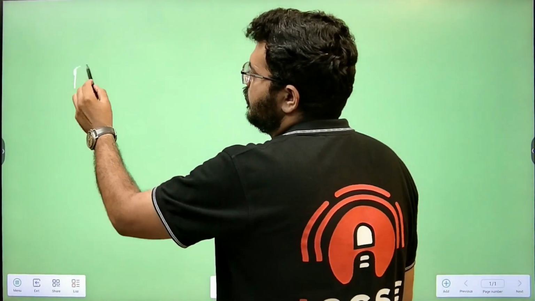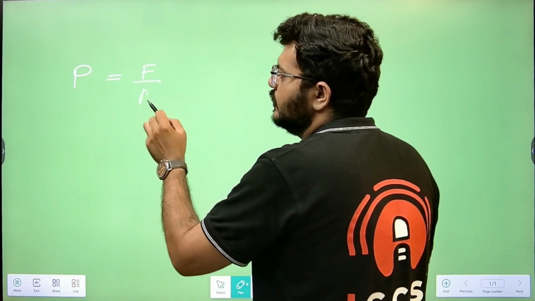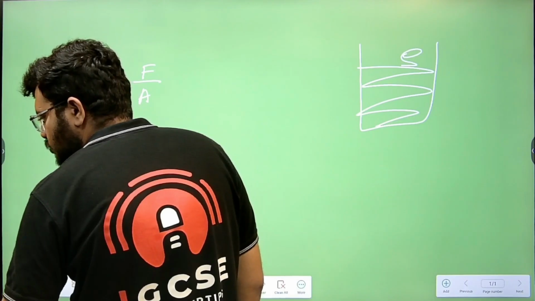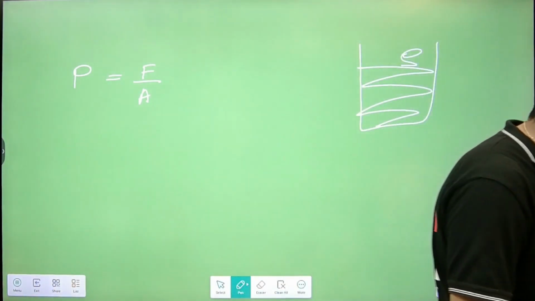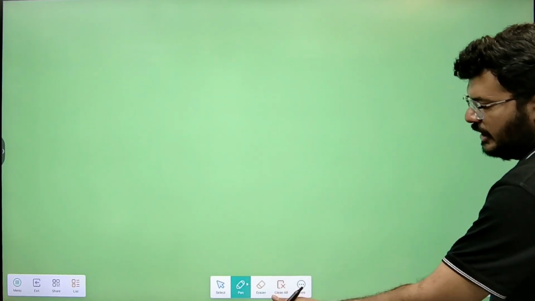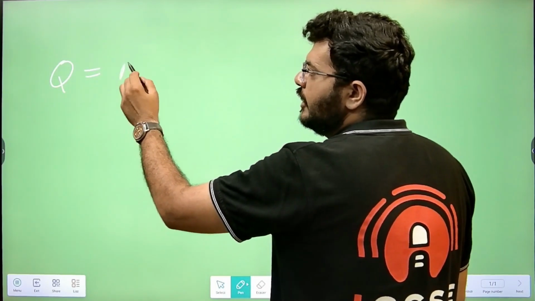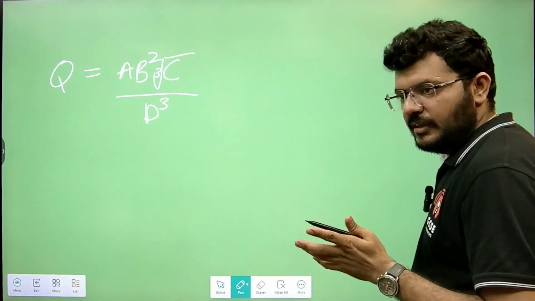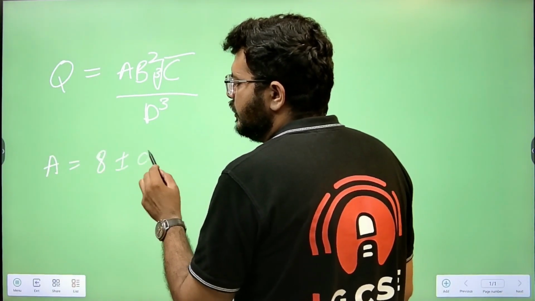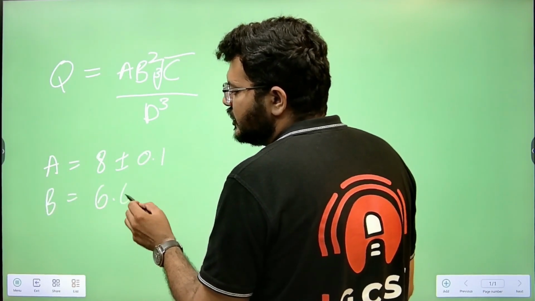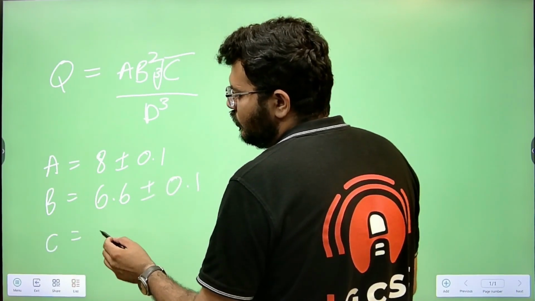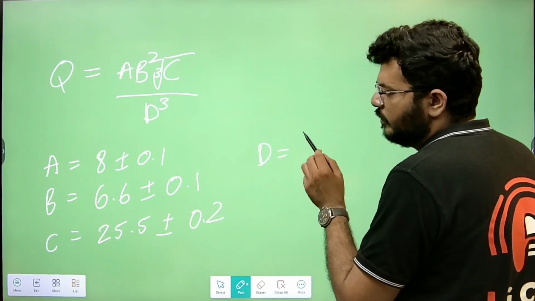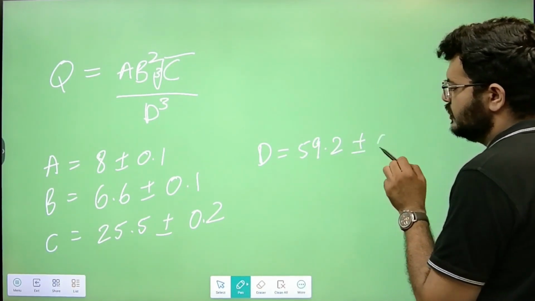Okay, so let's say that pressure of anything is given by force upon area, right? Let's say we have a beaker, right? In this we have been given the density. Let's say there is a quantity Q, right? It is given by a b raised to power 2 c cube root upon d cube. It is given that a is equal to 8 plus or minus 0.1 units, b is equal to 6.6 plus or minus 0.1 units, c is equal to 25.5 plus or minus 0.2 units, and let's say d is equal to, कोई बोलो नंबर यार, कोई 59.2 प्लस और माइनस 0.3, है ना?